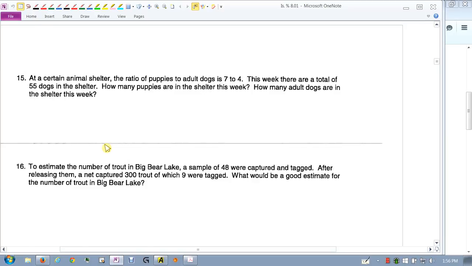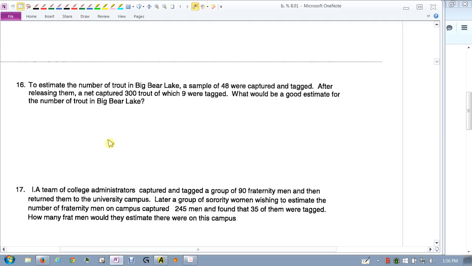So I'm being asked about number 15, 16, 17 from the homework, but I can't do them all right now. To estimate the number of trout in Big Bear Lake, a sample of 48 were captured and tagged. After releasing them, a net captured 300 trout, of which 9 were tagged. What would be a good estimate for the number of trout in Big Bear Lake?